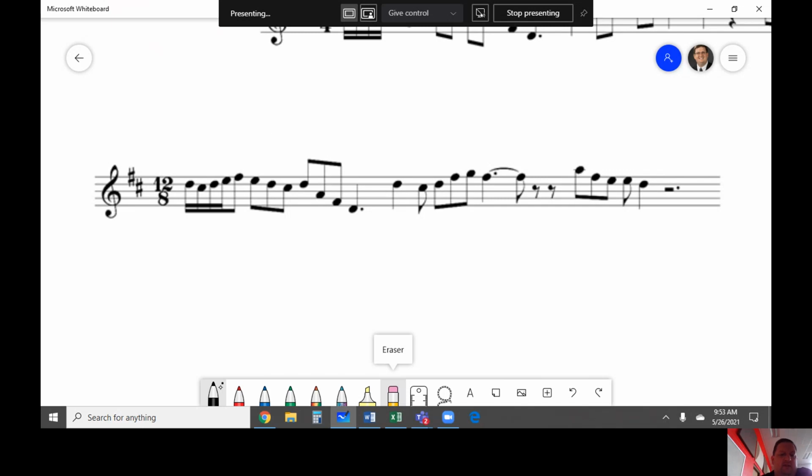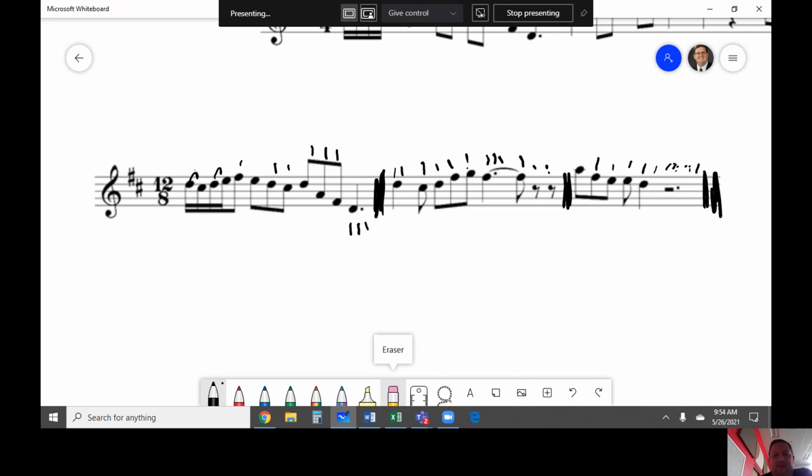Here's what I come up with. And that's it. There should be 12 eighth notes worth of material in each measure. 1 eighth note, 2, 3, 4, 5, 6, 7, 8, 9, 10, 11, 12, bar line. 1, 2, 3, 4, 5, 6, 7, 8, 9, 10, 11, 12, bar line. 1, 2, 3, 4, 5, 6, 7, 8, 9, 10, 11, 12, bar line, double bar line.